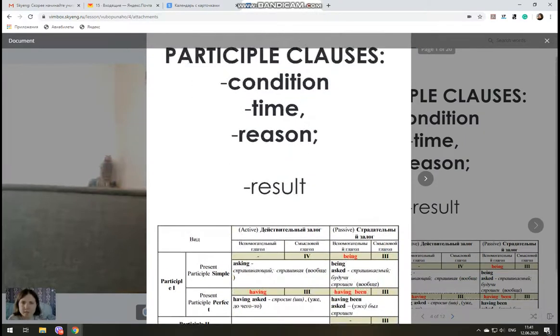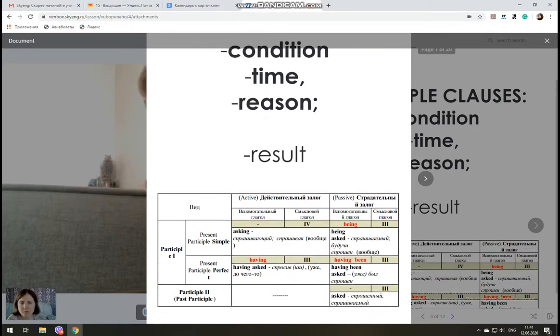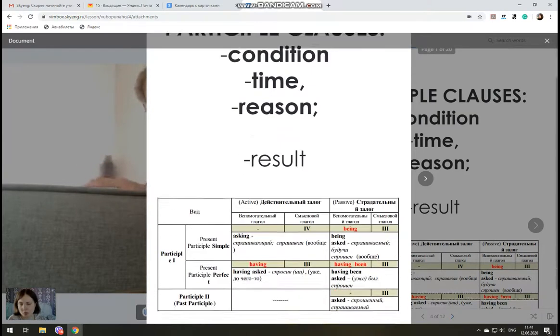As you may see, we have participle clauses of condition, time, reason. Some authors provide us with the idea that we can also have participle clauses of result. But frankly speaking, I have never seen participle clauses of result, but this is not the case. As you can see from our tablet, we have 5 basic forms of participle clauses.